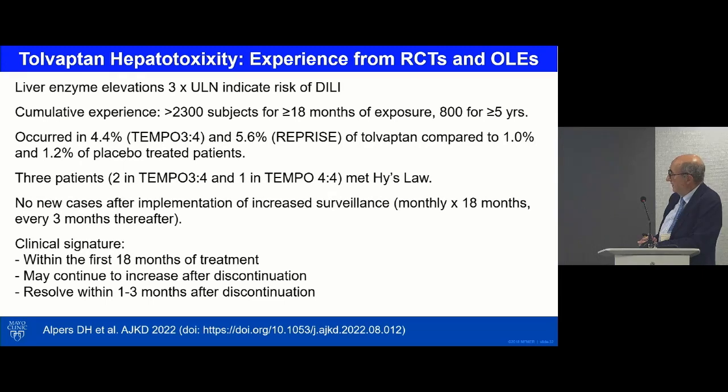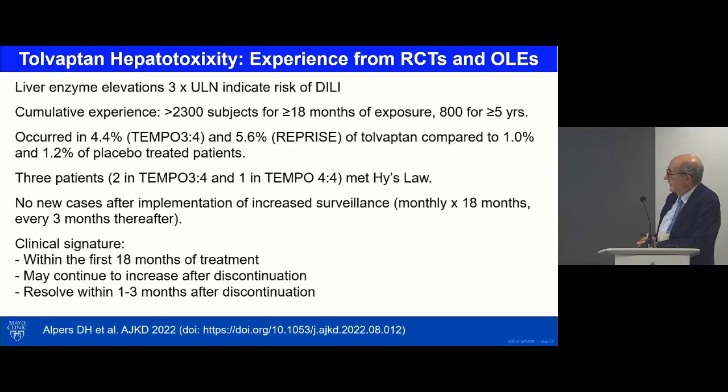And because of this major concern, the Food and Drug Administration, when it approved the use of tolvaptan, had a REMS program requiring that after initiation of tolvaptan, liver function tests are measured at 15 days or 2 weeks, at 1 month, monthly for the following 18 months, and then every 3 months.